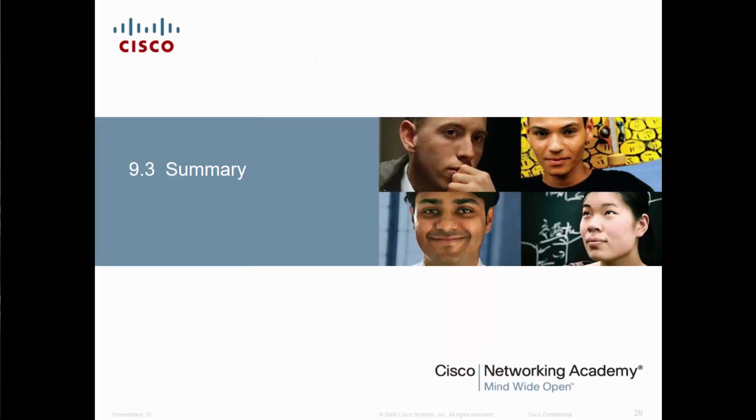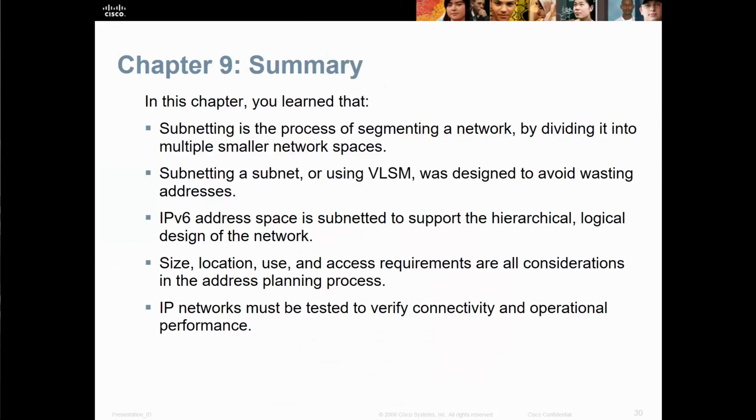And actually, that's it for this chapter. We went over basic VLSM, basic subnet calculations, basic subnet host calculations, sizing requirements, things of that nature.